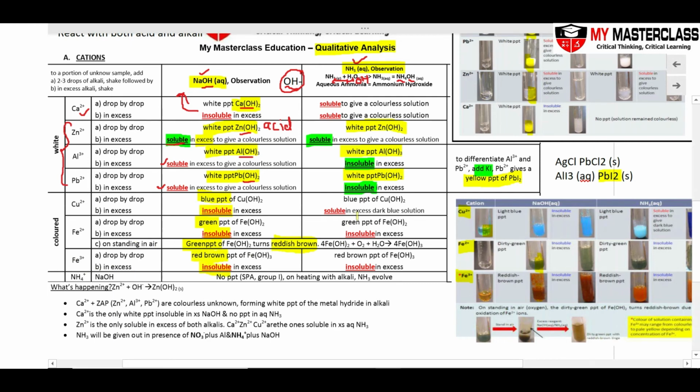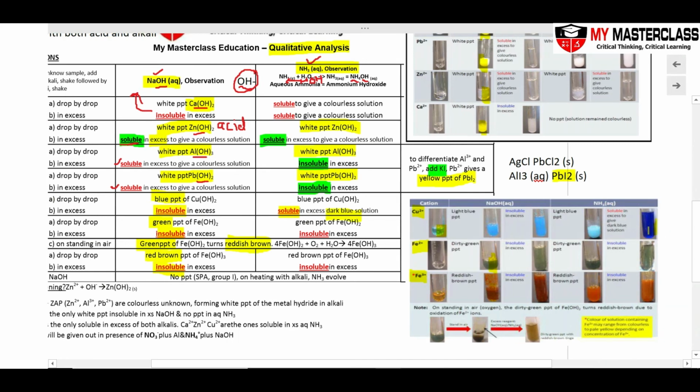Okay, copper will dissolve in weak aqueous ammonia to give a dark blue solution. So this is my dark blue color. And then same thing in aqueous ammonia, iron 2 and iron 3 are still insoluble. They are still insoluble because they are not amphoteric, they will not dissolve.